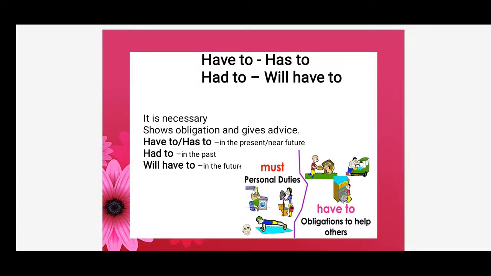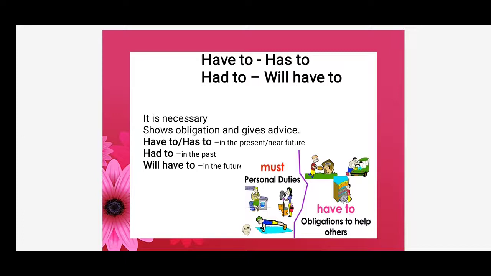So first of all, have to we use for present, have to for pronouns like I, we, they, you, and for plurals, and has to be used for he, she, it, and for singulars. Had to we use for past for all subjects, and will have to be used for future for all subjects. So when do we use it now? So it is used when we are in some kind of very important work, so it is necessary, or it shows obligation and gives advice. Okay, so this I have already explained when to use have to, has to, had to, will have to.